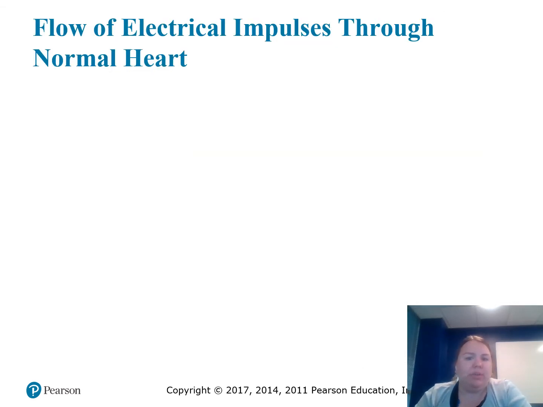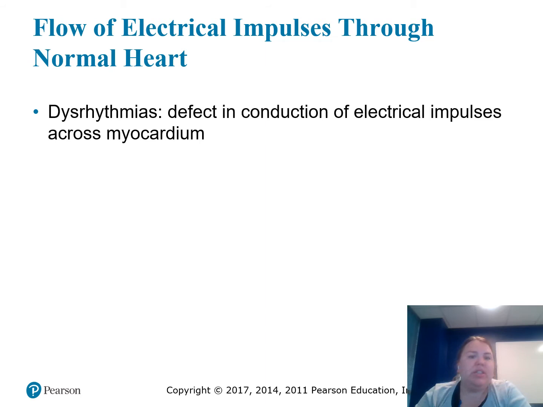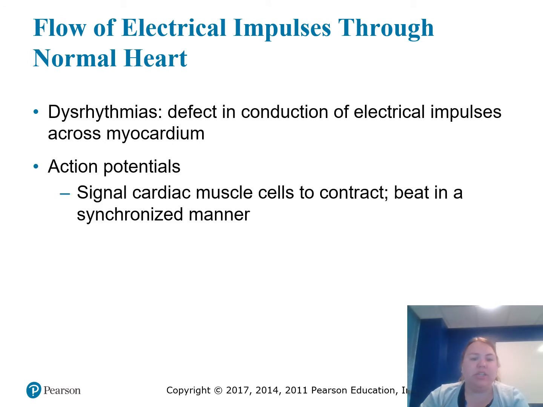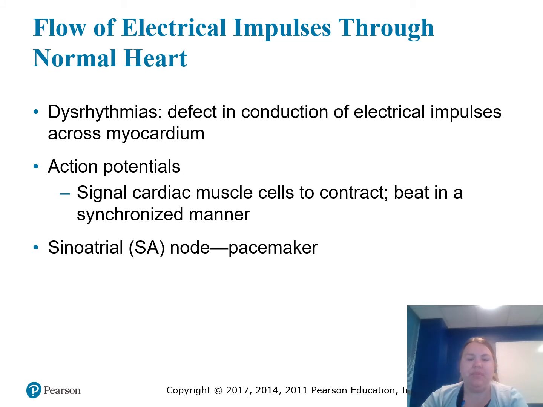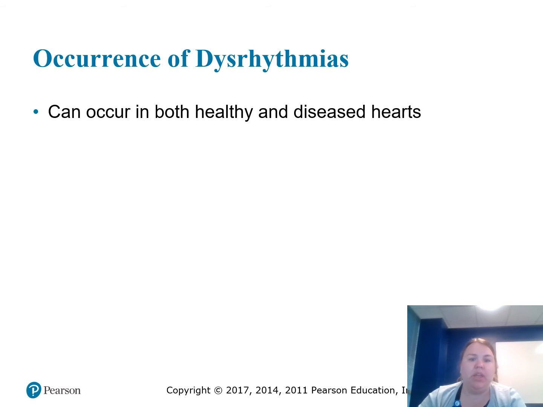Now, the flow of the electrical impulse through the normal heart. We know dysrhythmias are a defect. There's something going on with that conduction across the myocardium. There's an action potential, which is a signal for the cardiac muscle cells to contract. They beat in a synchronous manner. Then the SA node, we all know, is our pacemaker, and it helps us to be in sinus rhythm. We want to be in sinus rhythm. People can have dysrhythmias with either healthy or diseased hearts, especially if they have heart disease or heart failure.